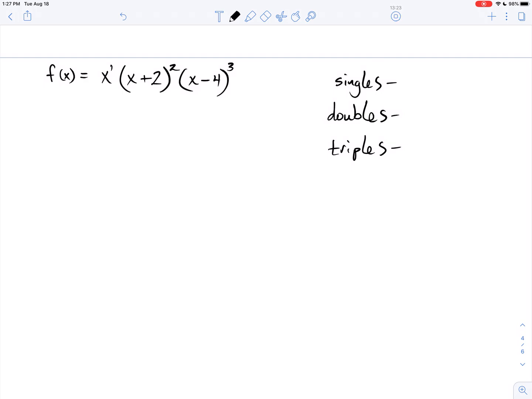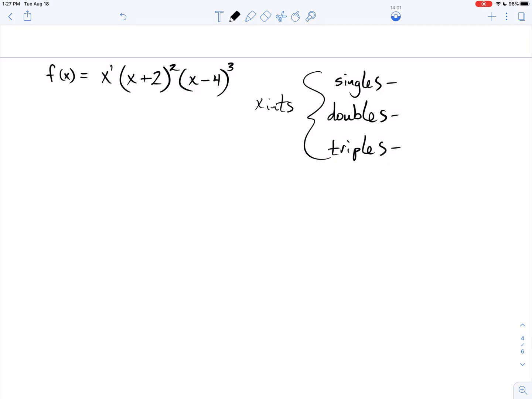And by the way, if you know what doubles do, you would know what 4th, 6th, 8th, 10th, 12th, 14th, 16th power things do too. If it's even, it behaves the same way as a double. And if it's odd, like triple, 5, 7, 9, those all behave the same. So let's talk about behavior here.